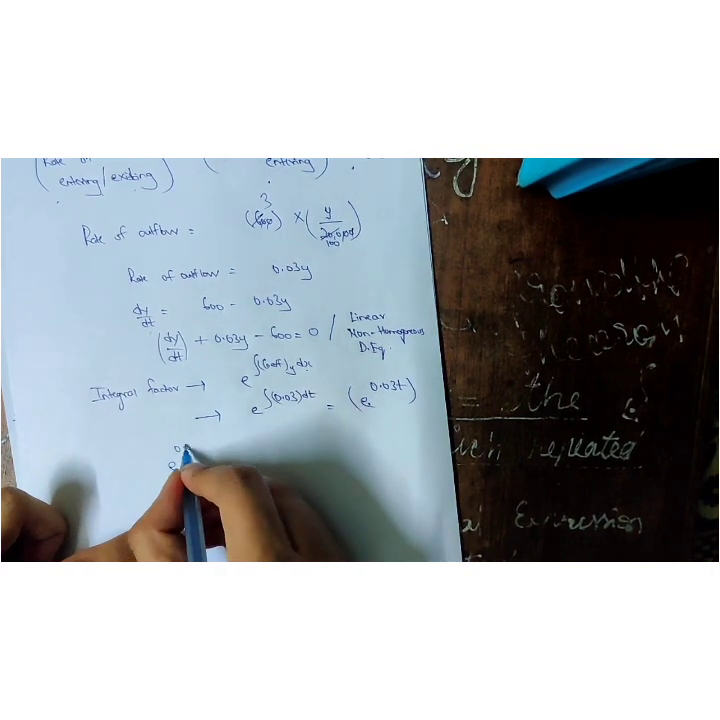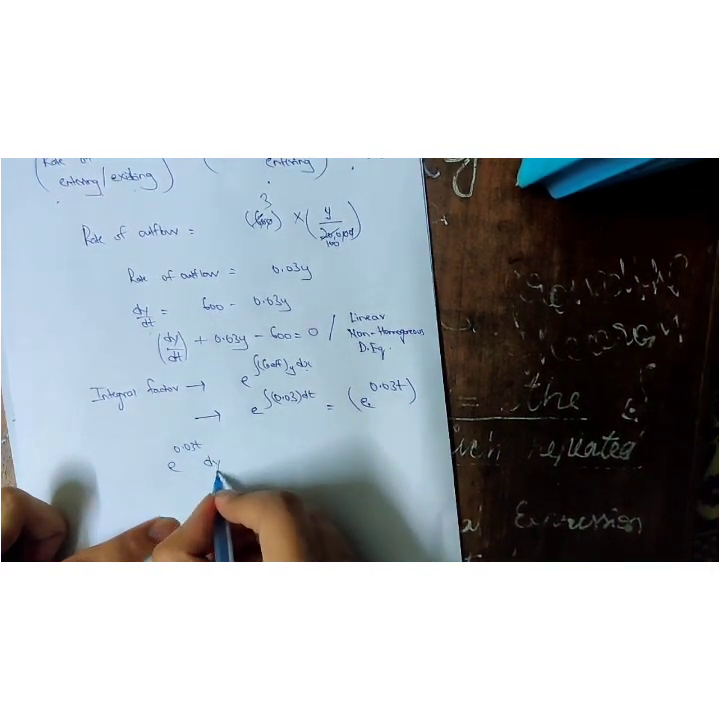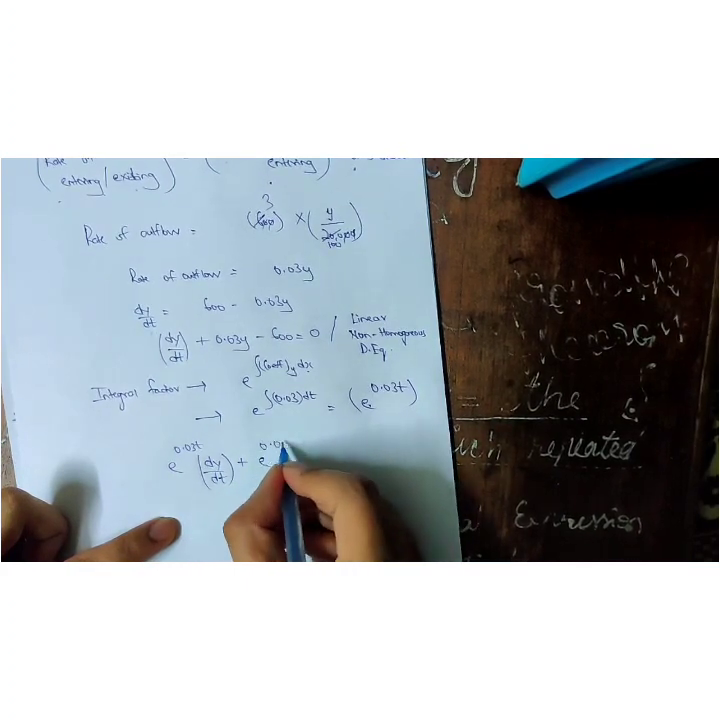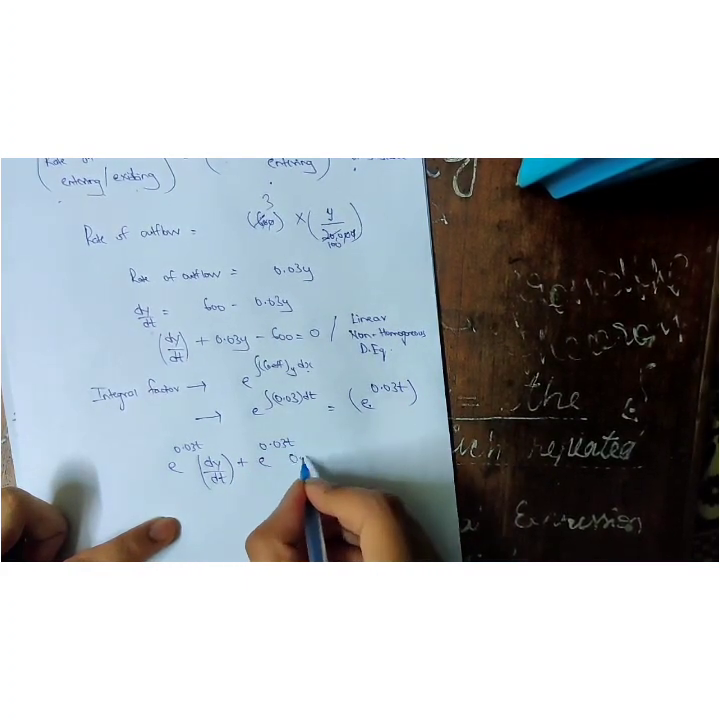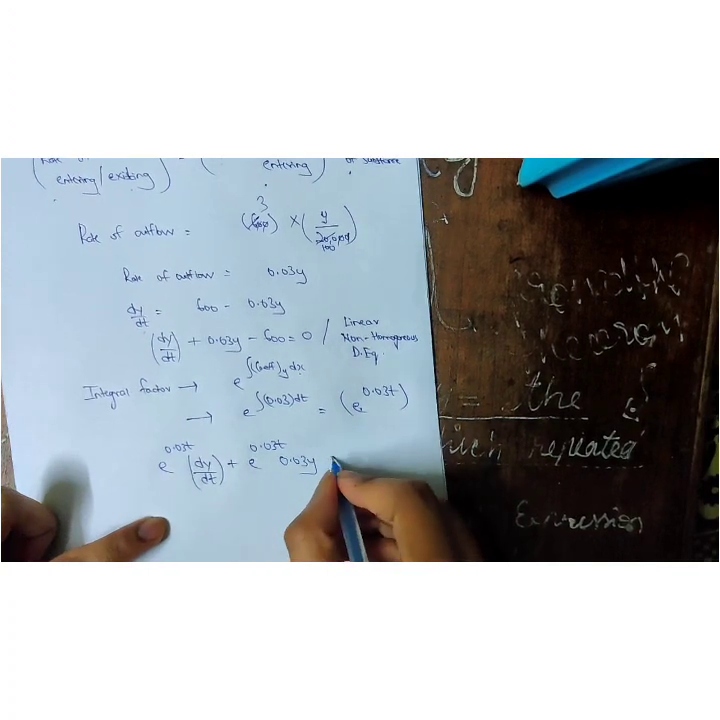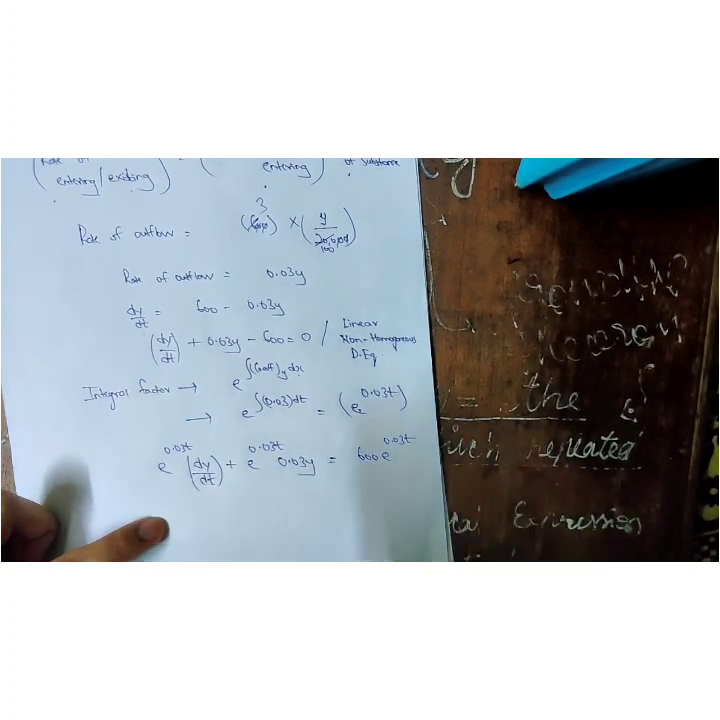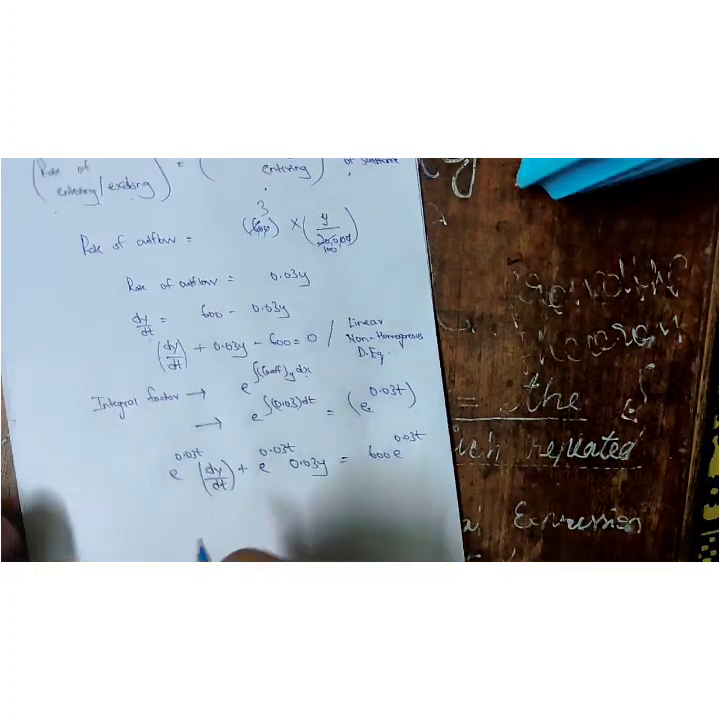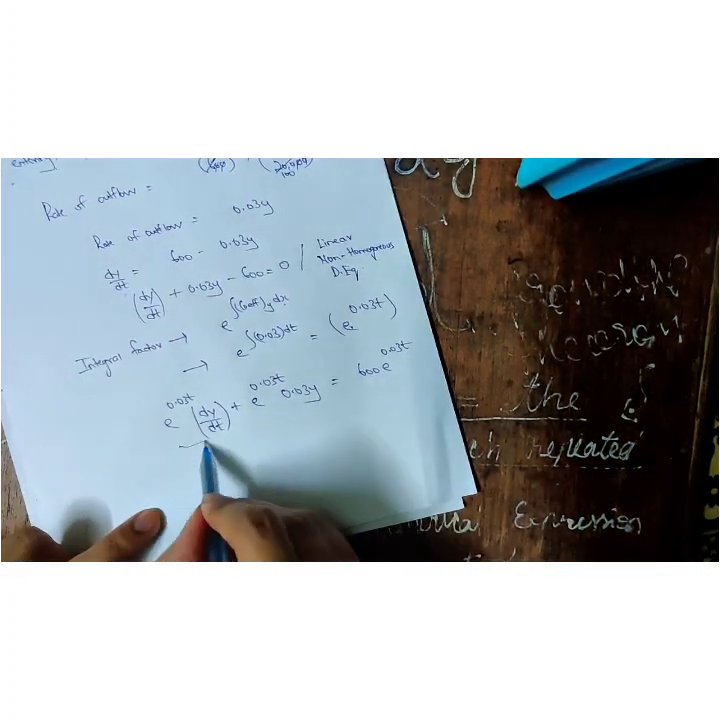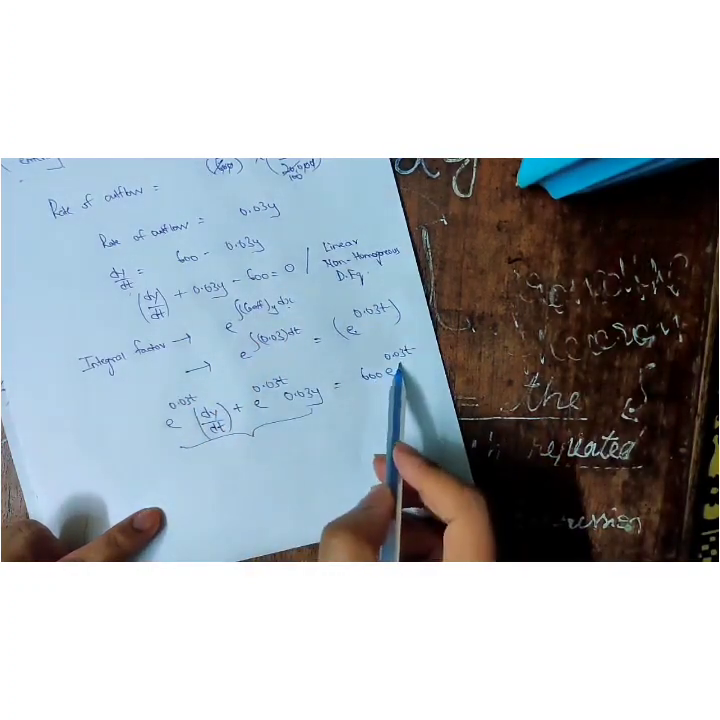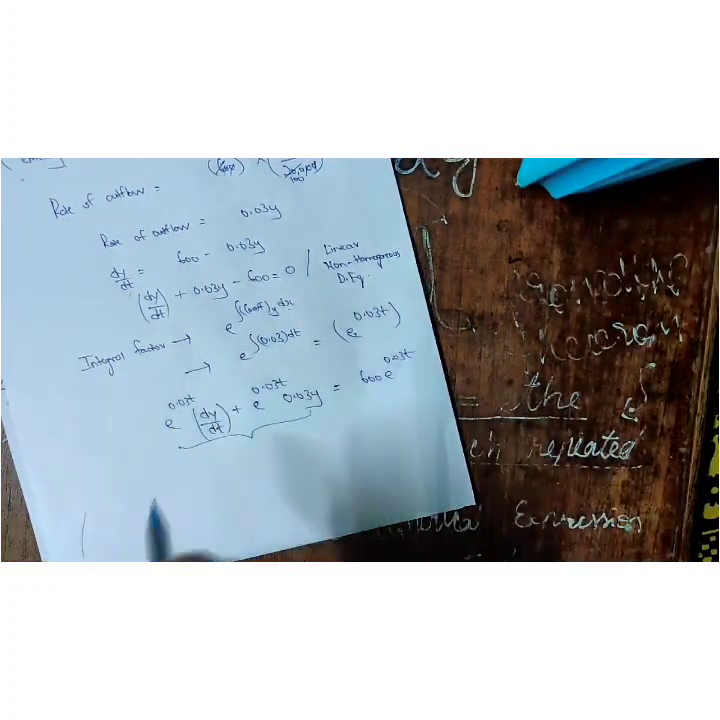E power 0.03t into dy by dt plus e power 0.03t into 0.03y is equal to 600 into e power 0.03t. Okay, I have directly taken 600 to this side and multiplied by e power 0.03t. That's it.